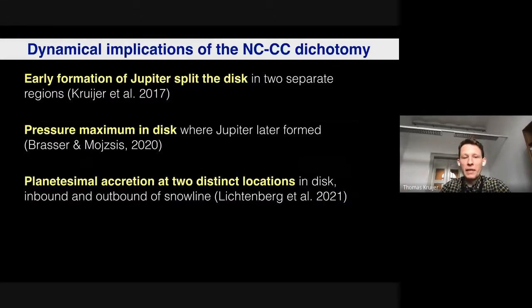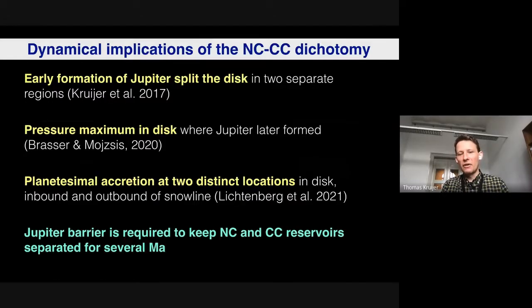Alternatively, it could be that planetesimal accretion happened in 2 different locations in the disk, inbound and outbound of the snow line. And this has been proposed also in another paper, actually of this year. This is also possible. And the last word about which of these scenarios is correct has not been said yet. What I do think, though, is that to really explain this extended period of separation between the NC and CC reservoirs, you still need something like a barrier to keep these reservoirs separated so efficiently for several million years.